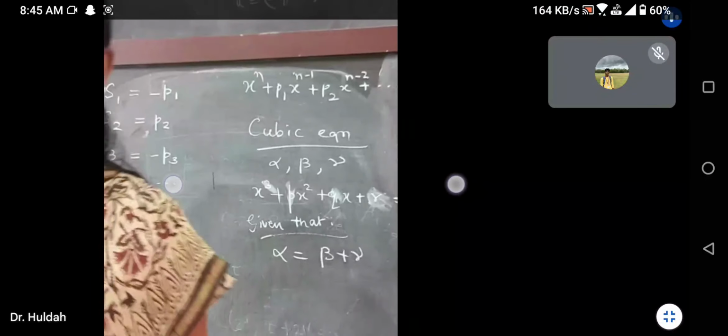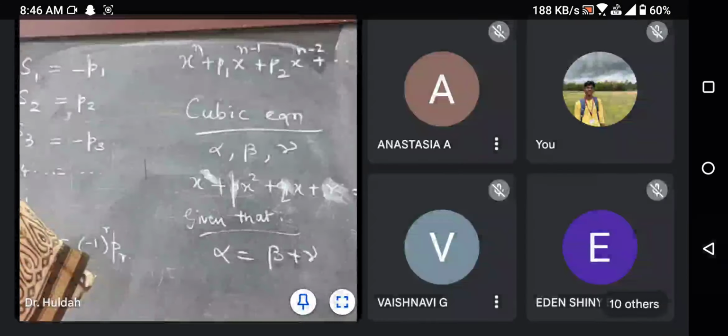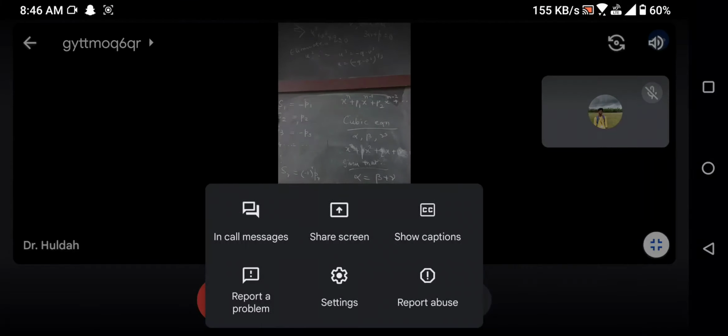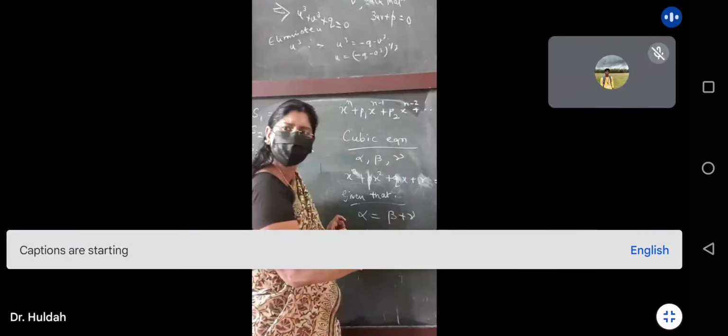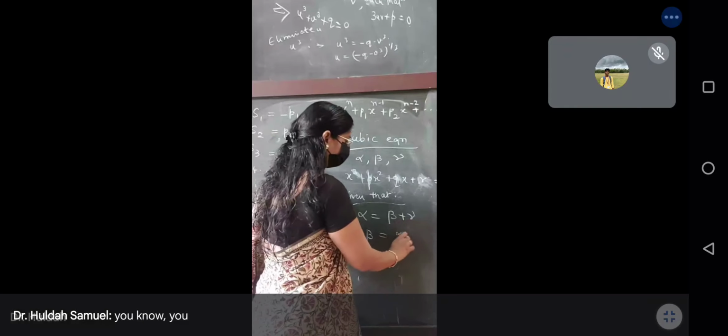Suppose this equation is given, and they're giving you a condition like this: one root is equal to the difference of the other two. Then how would you write it? You can write one root, any root, no problem, equal to the difference of the other two. Correct? Like this you write.